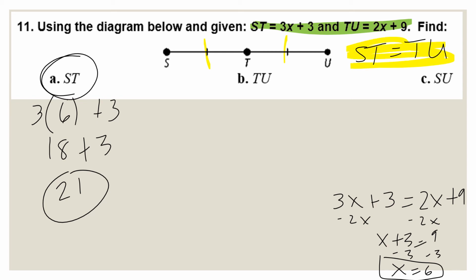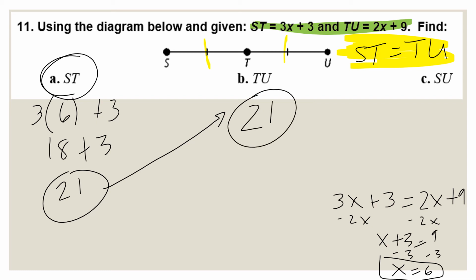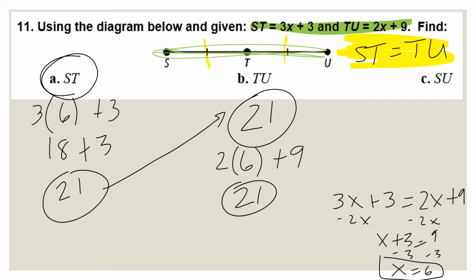So the next one, B, is asking us to find TU. TU is also 21. If you want to plug it in and just double check, 2 times 6 is 12, and 12 plus 9 is also 21. Then, think about the last one we did. If we're finding SU, which is the whole entire thing here, all we're adding up is ST, which was 21, and TU, which is 21, to be 42.